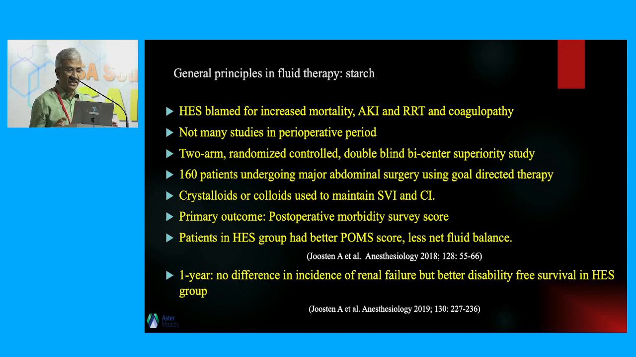One study which was conducted on 160 patients by Joosten and colleagues, they used crystalloids versus colloids. The crystalloid was used as volume therapy in a goal-directed approach, and the primary outcome was post-operative morbidity score. And they found that using starch led to a decrease in the post-operative morbidity score. Not only that, patients who received starch received less fluids, and the net fluid balance was much better in that subgroup of patients. The same authors followed up these patients to find out whether there are any drawbacks of using starch in the perioperative period.